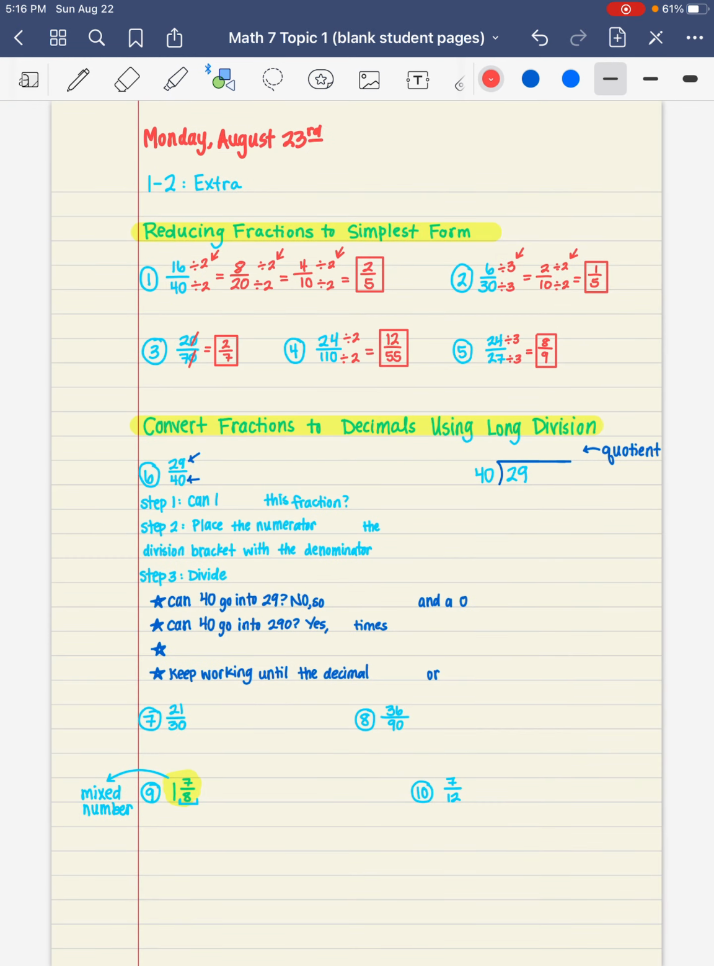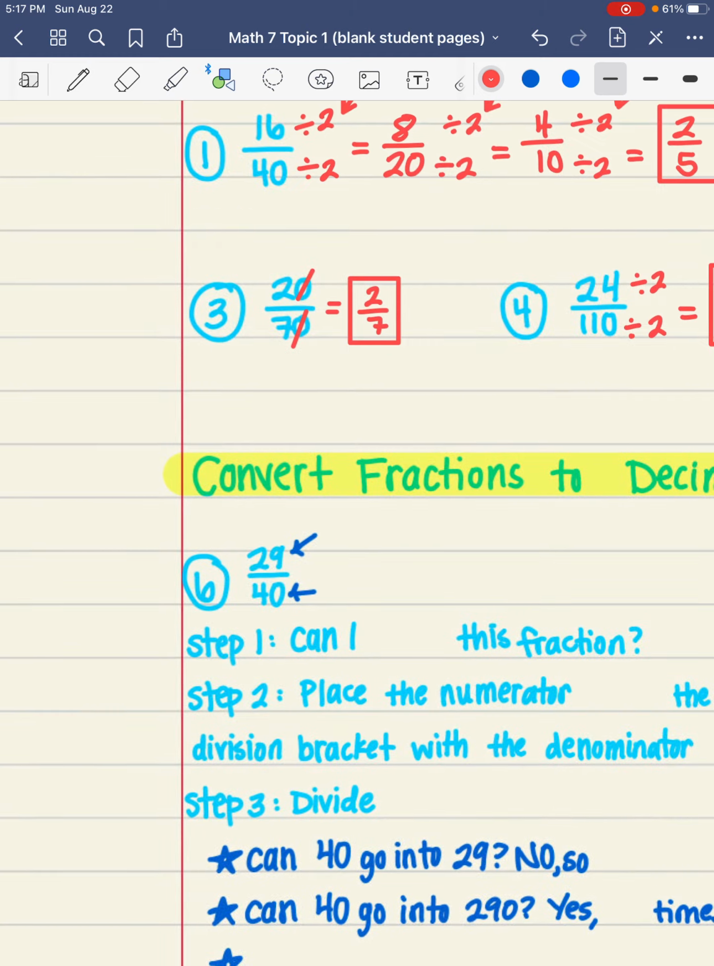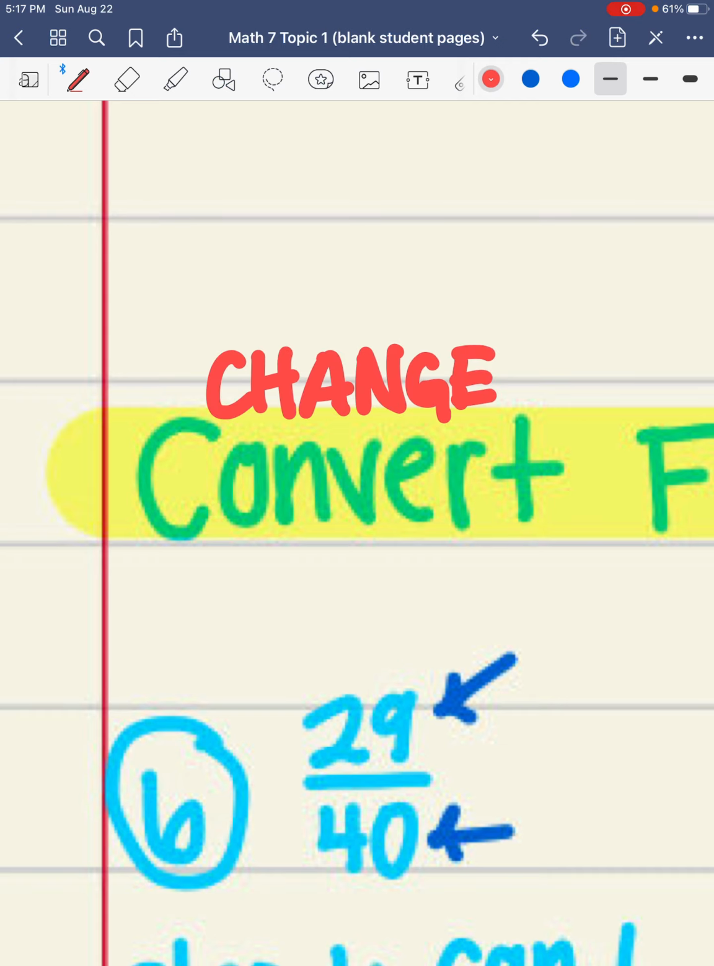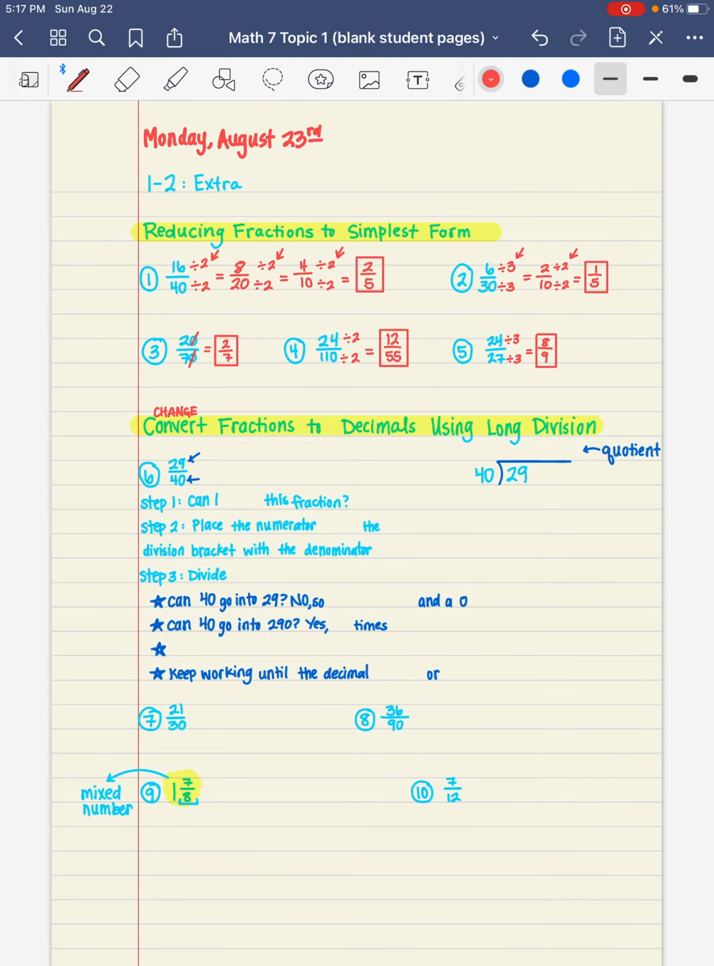Okay, let's talk now about converting fractions to decimals using long division. And I want you to understand what this word convert means. It means change. So we are changing our fractions from fractions to decimals. And we're going to use long division, which I know you have used for years and years and years now.